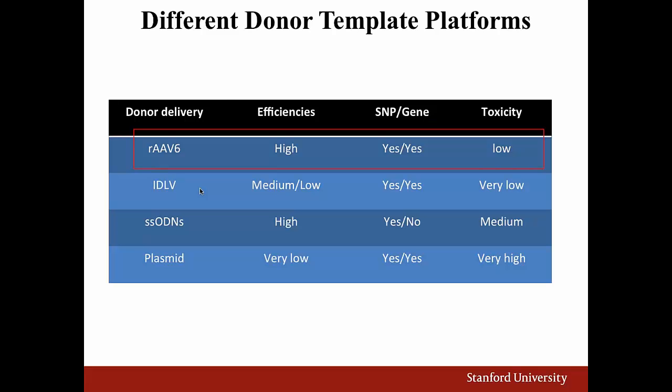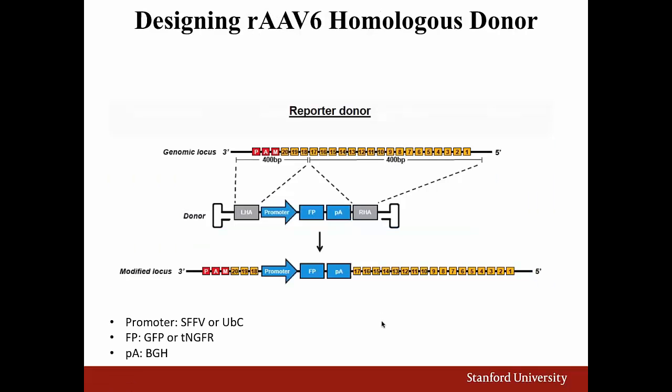And so this table was kind of to show the different donor deliveries, the efficiencies, and what kind of modifications it can make. So SNP here is, can it make the resolution of single base pairs? And gene, can it put in whole gene cassettes? And toxicity. And we think AAV satisfies all those criteria that we're looking for in a homologous donor template.